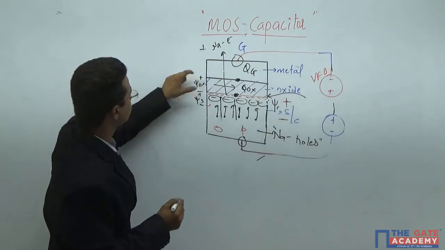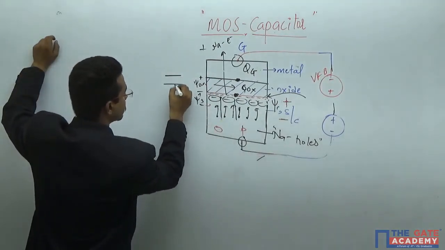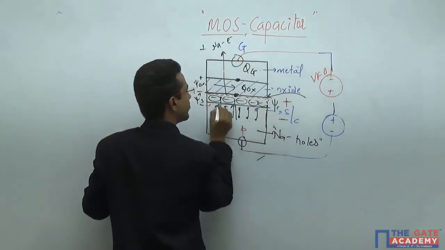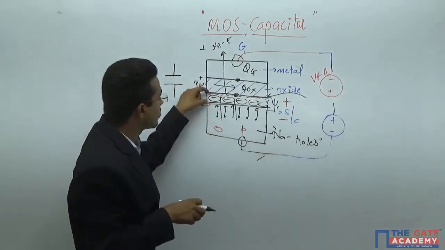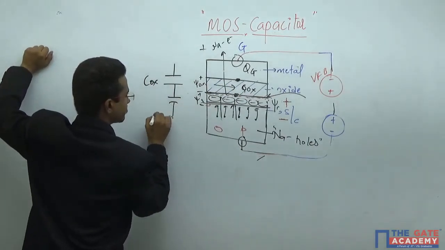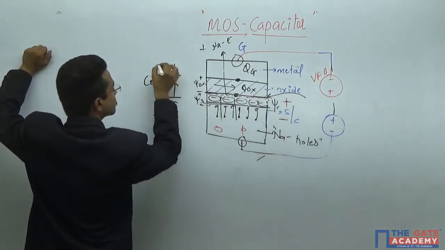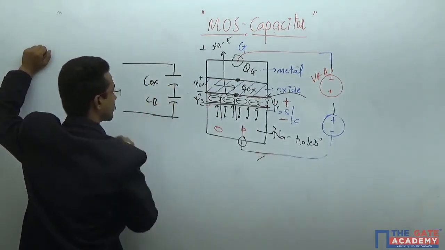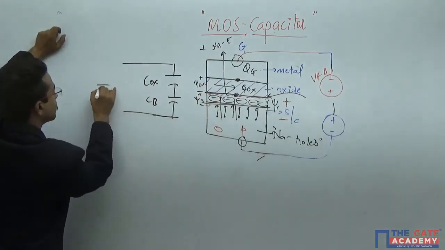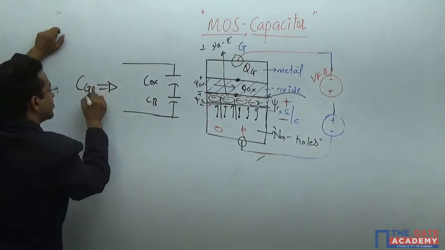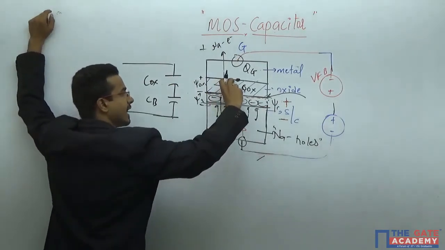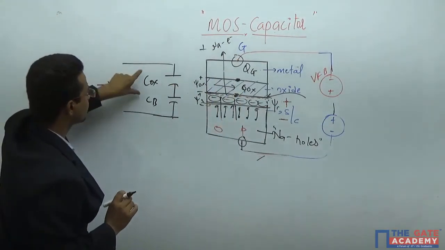Now, this is the COX, and after that this is the total CB. You have stored the charges here at the bulk. So I am saying that this is QB. That means whatever charges you have stored here and some charges you have stored here, this is the total CGB. That means from gate to bulk. In how many sites can you store this? Either here or here. What is this COX?